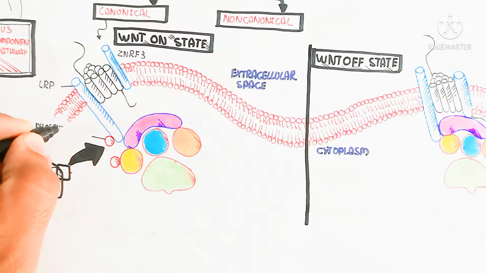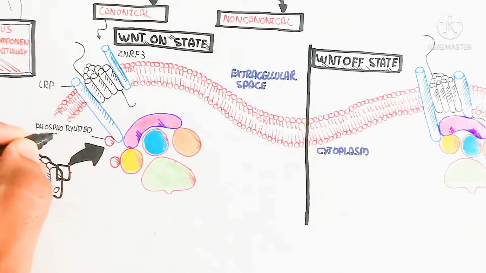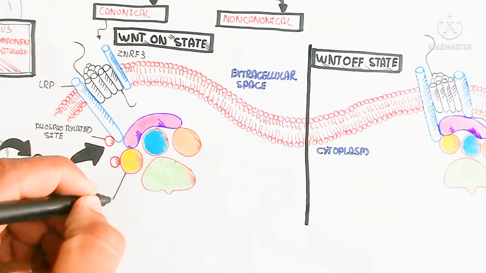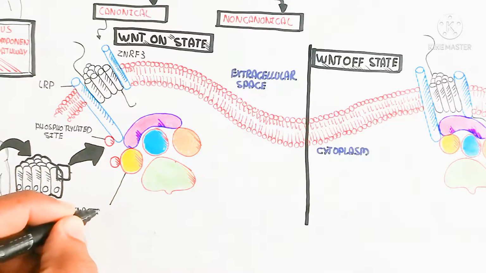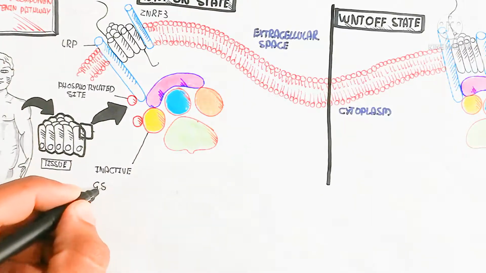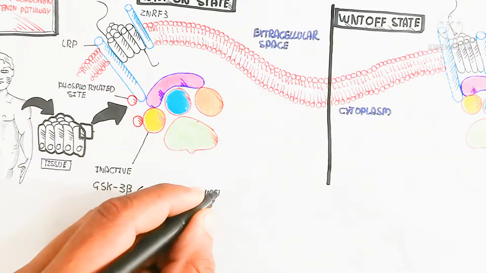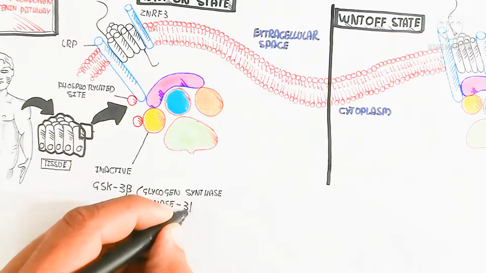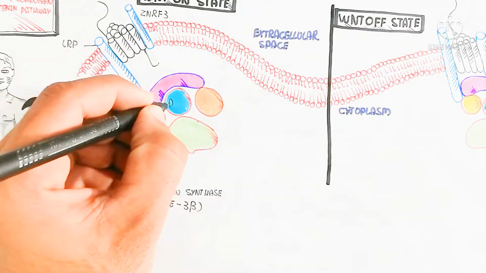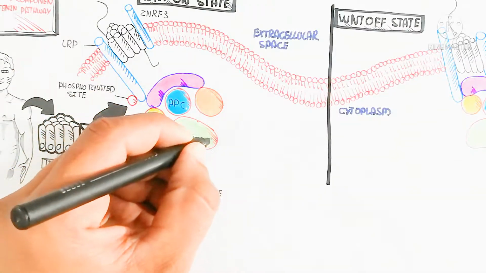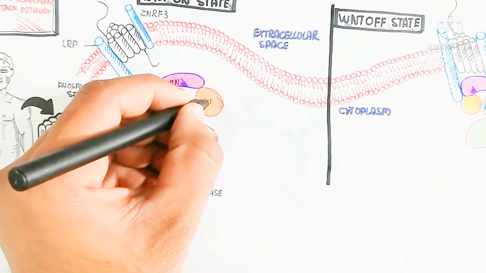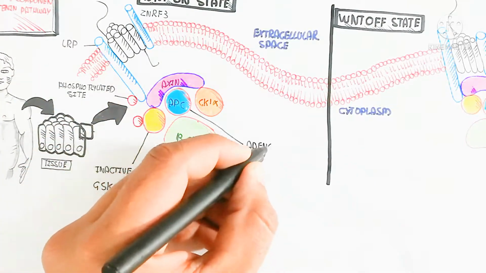Here is the phosphorylated site. After the phosphorylation, the Wnt will bind. So the Wnt on state we will discuss first. Here is the inactive GSK3 beta, glycogen synthase kinase 3 beta, and in this way it will be phosphorylated. After the phosphorylation, the beta-catenin will be released.